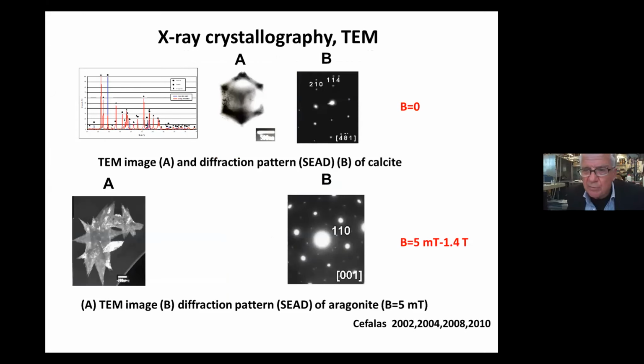The experimental methodology involves crystallography and transmission electron microscopy, identifying the diffraction of the particles. At zero magnetic field, calcite is formed under the polarization of the magnetic geometry. Aragonite is formed at low density of the magnetic fields.